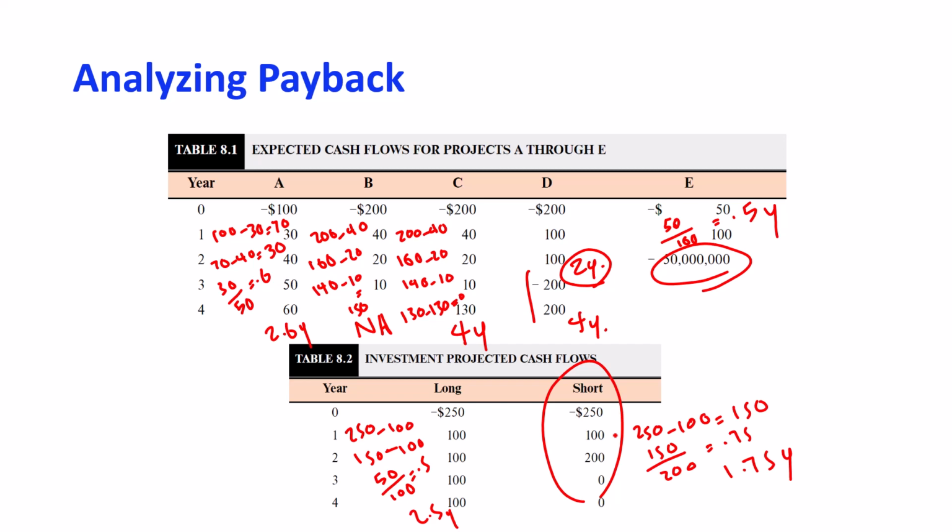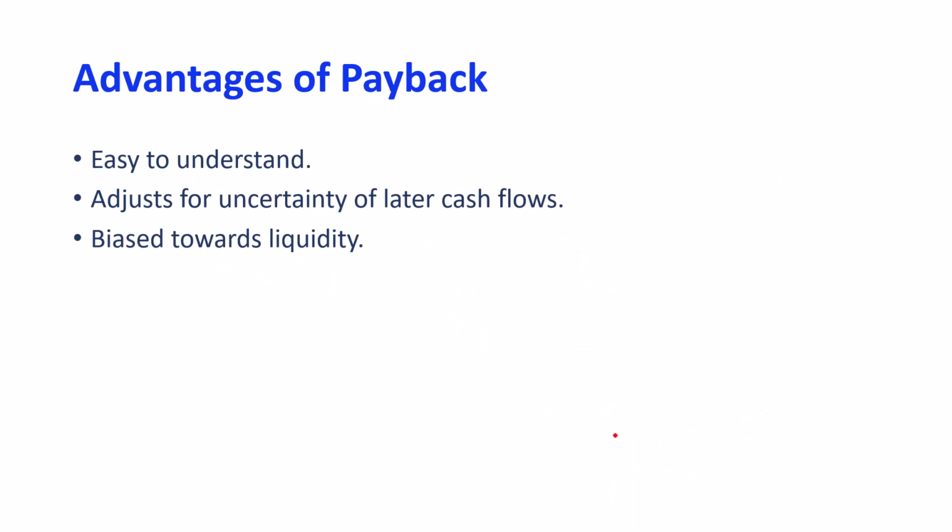So let's look at some of the advantages of the payback. It's easy to understand. It adjusts for the uncertainty by ignoring the later cash flows. As soon as you reach the cutoff point, you're just going to ignore the rest of the cash flows. Somehow, it's going to account for the uncertainty of the future cash flows. And then it is biased towards liquidity, which is not a bad thing. So the faster the project pays back, the better.